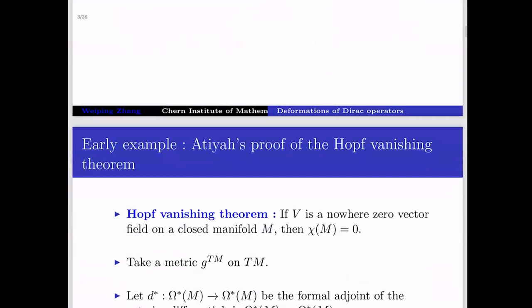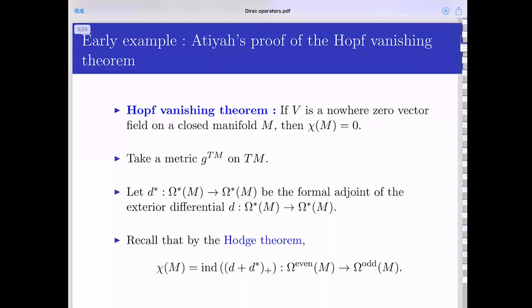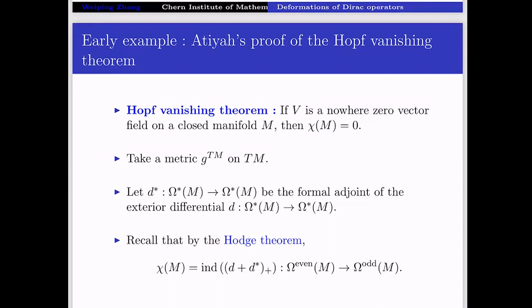principle, I can find a paper by Atiyah who gave a geometric proof of the Hopf vanishing theorem. It's well known that the Hopf vanishing theorem states that if you have a nowhere zero vector field on a closed manifold, then the Euler characteristic equals zero. So then you take a Riemannian metric on the manifold, and then you take the formal adjoint of the exterior differential operator.